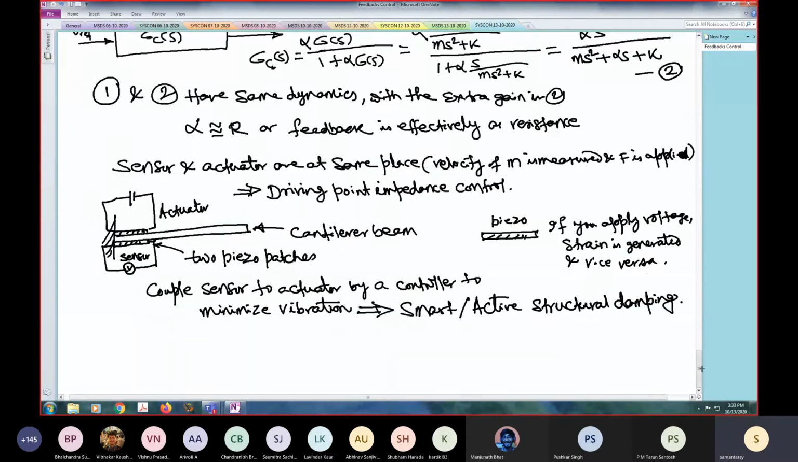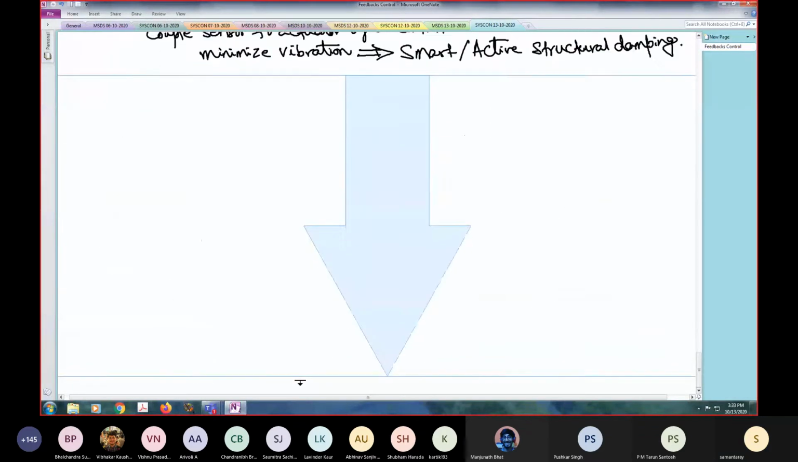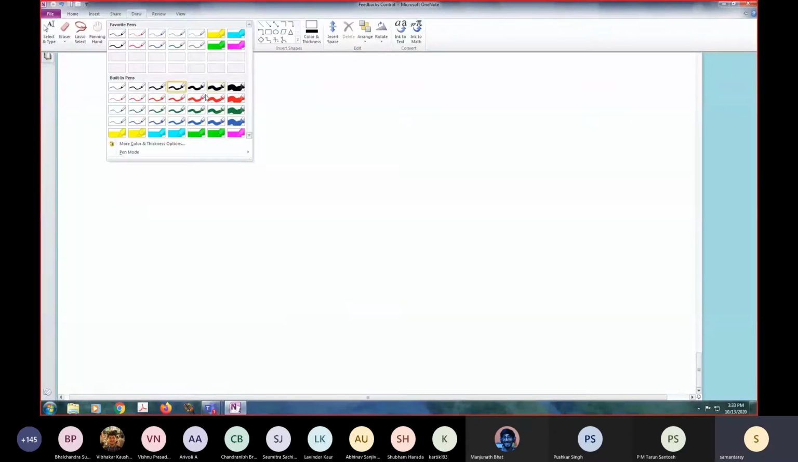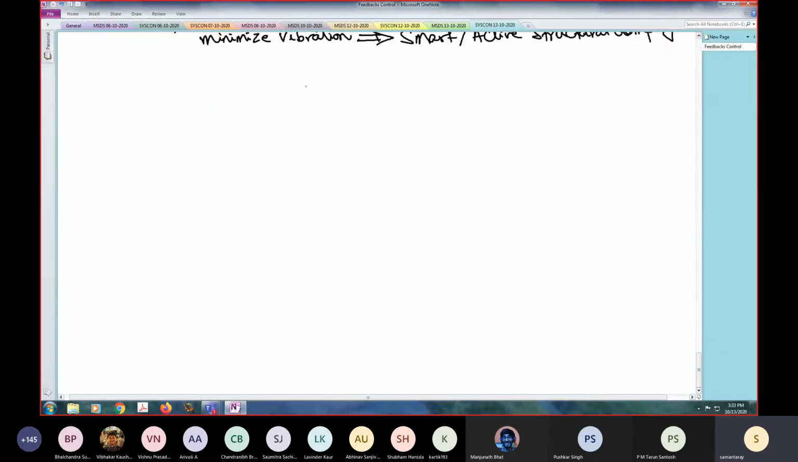So let me proceed to generate these transfer functions. How to generate these transfer functions is a big thing. For that, we will introduce something called a signal flow graph.